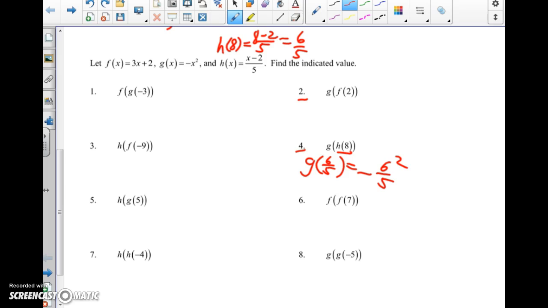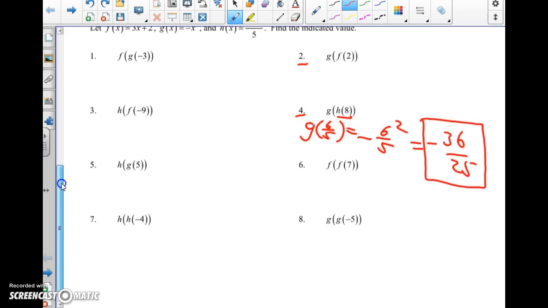Okay, now here's the thing. Let's stop that for a second. It's right. You got it. Good job. The answer is negative 36 over 25. That's correct. There you go. So how much is g of h of 8? It's negative 36/25. That's right.